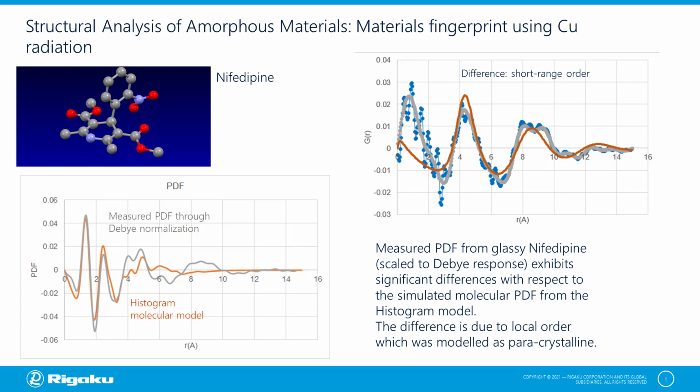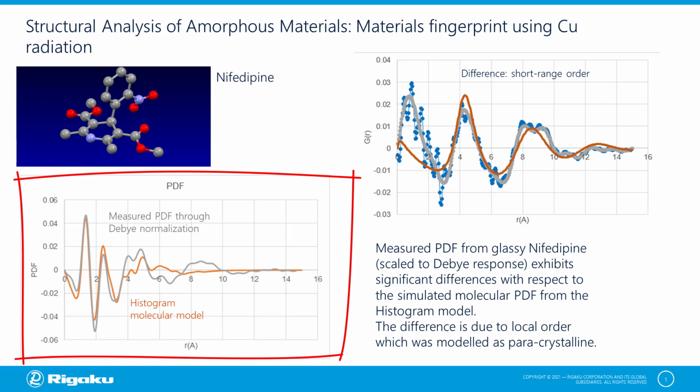So when we compare together the PDFs calculated through these 2 orthogonal approaches, what do we actually see? Well, in this figure, the gray represents the measured PDF. This is from glassy nifedipine, measured using copper radiation, that we've gone through the Debye normalization approach and extension before we calculate the PDF. And then in orange, this is a direct PDF calculated from the histogram methodology with the same fixed nifedipine molecular model.